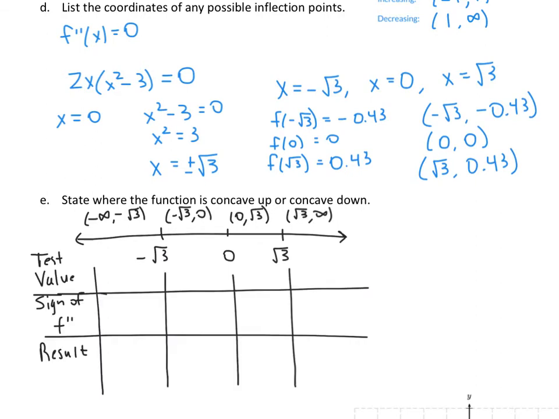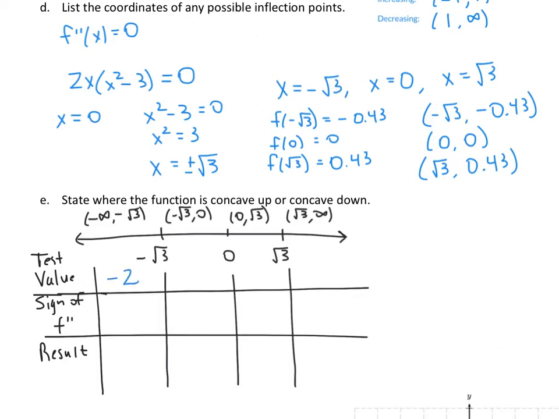So let's use the second derivative here to test for concavity. We're going to pick a test value out of each of these 4 intervals and determine what the second derivative sign is, whether it's positive or negative, and then that'll determine whether we're concave up or concave down. So in this first interval, negative infinity to negative square root of 3, I can pick any value in that interval. I'm going to choose a negative 2.